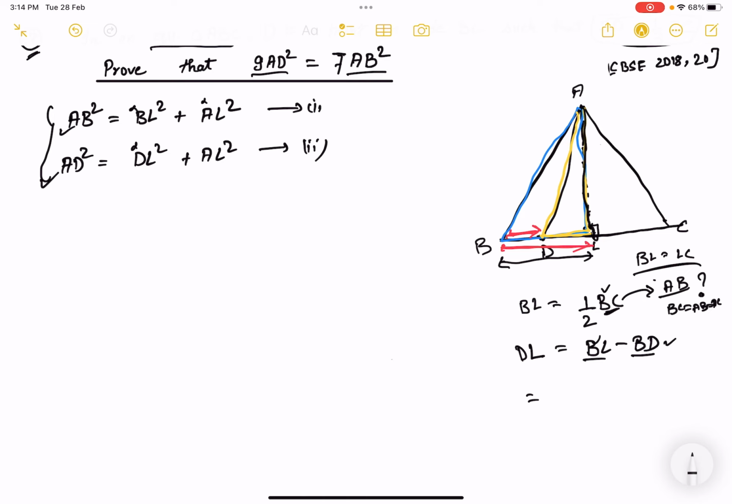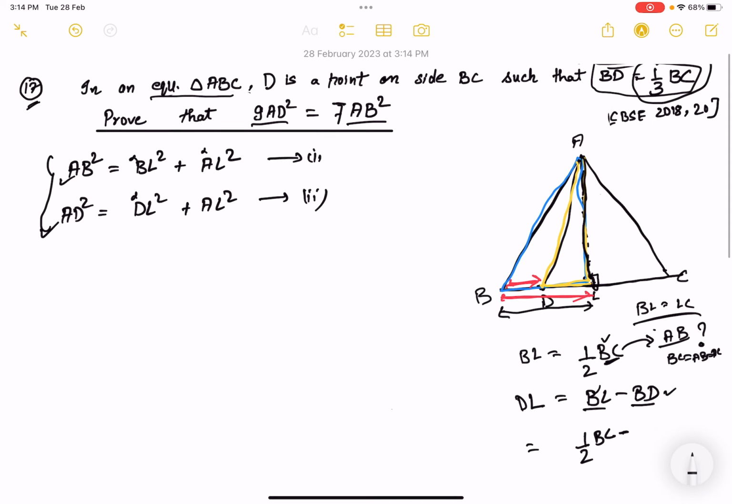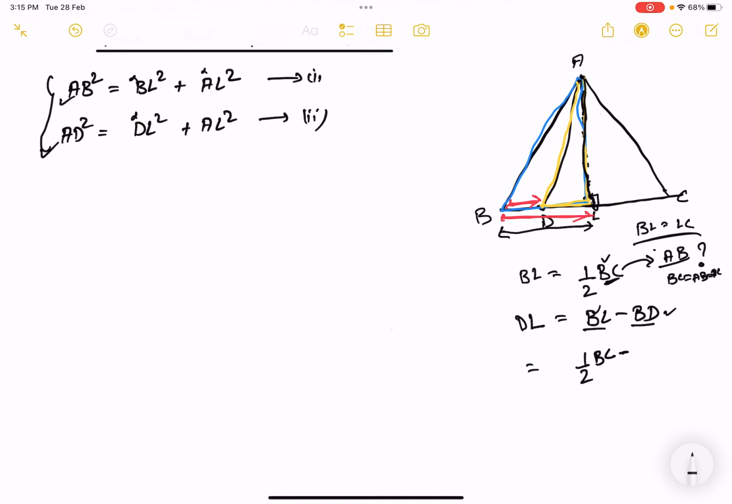BL, again we will write half of BC minus BD. BD is given in the question that BD is equal to 1/3 of BC, so I'm going to write it as 1/3 of BC. If we solve this, we'll get DL is equal to 1/6 of BC. So let's substitute these values in equations 1 and 2.